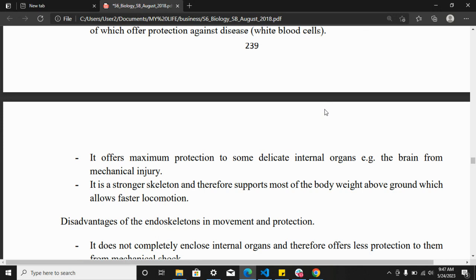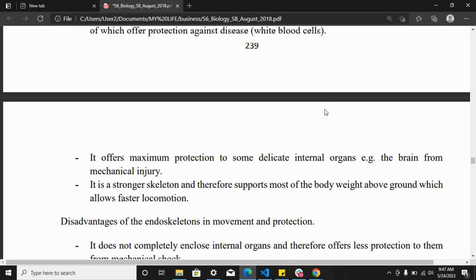So another thing with the endoskeleton is that it offers maximum protection to some delicate internal organs. Nukuvuga ngo kuri organs z'ingenzi cyane, the endoskeleton iratanga maximum protection iri total ku ma organs nk'urugero nk'ubwonko, sibyo, ikaba yaburinda mechanical injury, ukaba buri covered well covered.